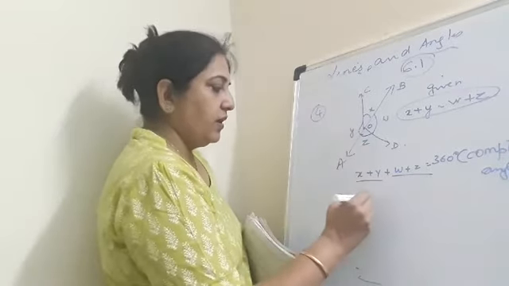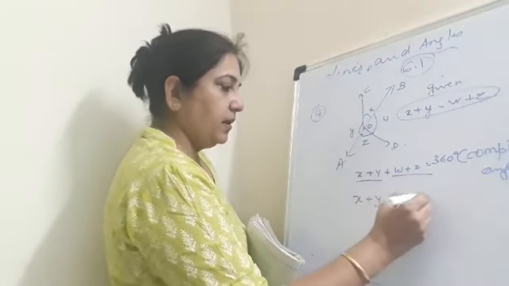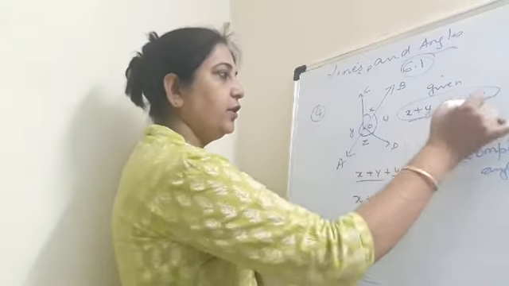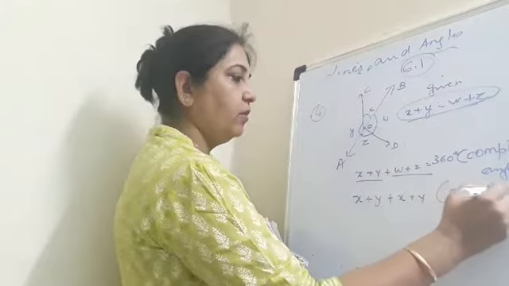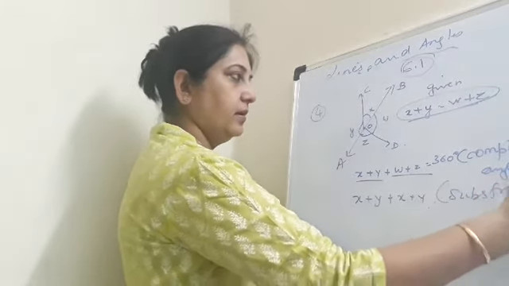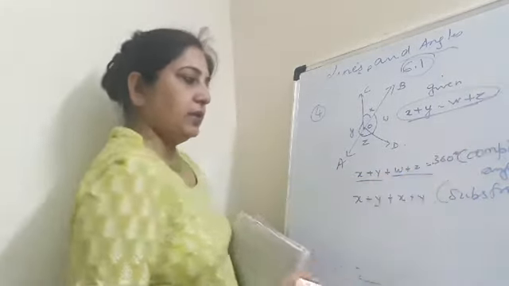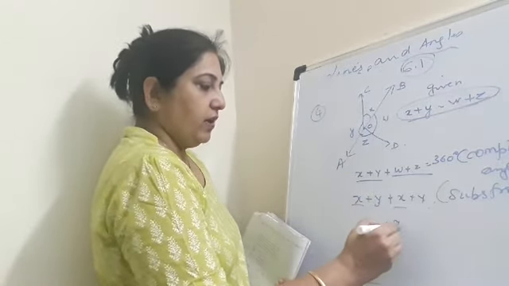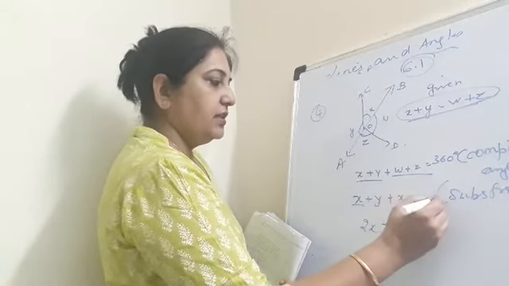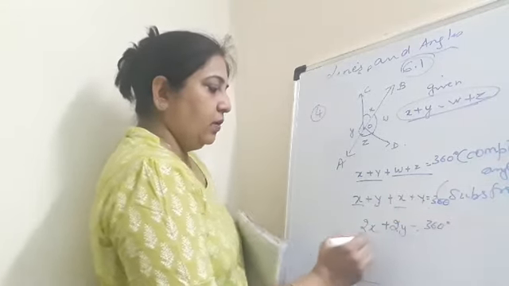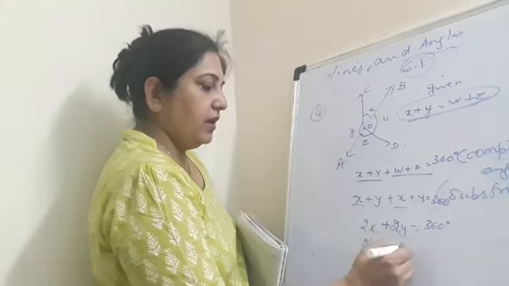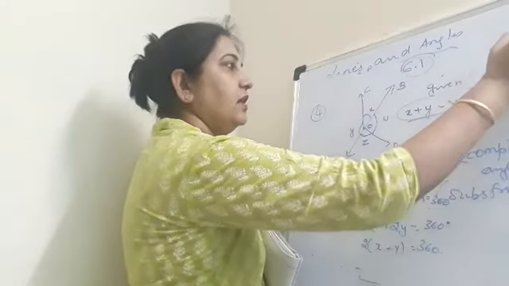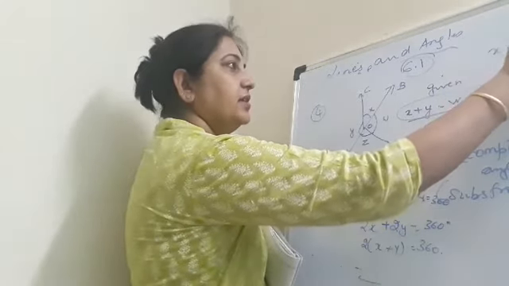So what can we do? We can write x plus y plus x plus y, substituting from equation 1. This is equation 1 which is given to us. x plus x will give you 2x, y plus y will give you 2y, and that is equal to how much? 360 degree. Now I take out 2 common, x plus y equals 360 degree. So we got x plus y is equal to 360 by 2, that means 180 degree.